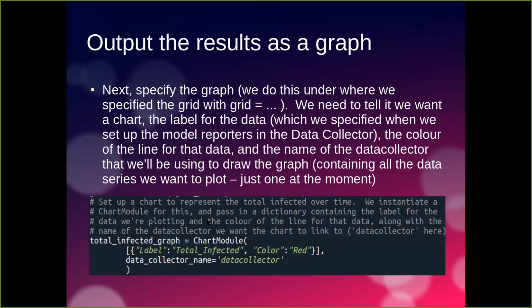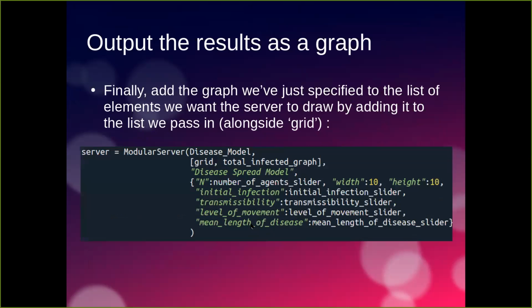I'm then going to set up the graph and specify how I want it to look. Remember, before we had grid equals. Here I'm going to set up another element that I want to visualize, which is my graph. I've called it total infected graph, and it's an instance of the chart module, which I've just imported. I'm setting up the attributes as I would before, so I want the label to say total infected, and I want the color of the line to be red. Importantly, the data collector name, the name of the thing that it's plotting, is going to come from the data collector that we set up. I appreciate I'm zipping through this, but I'm conscious of the time, so do have a look at this in more detail when you have a chance.